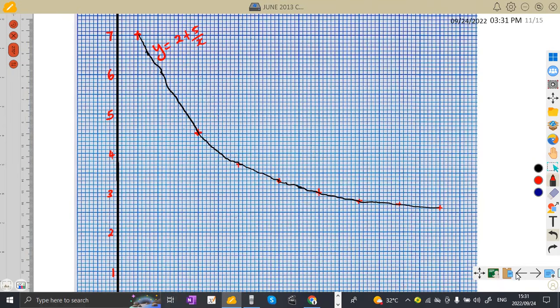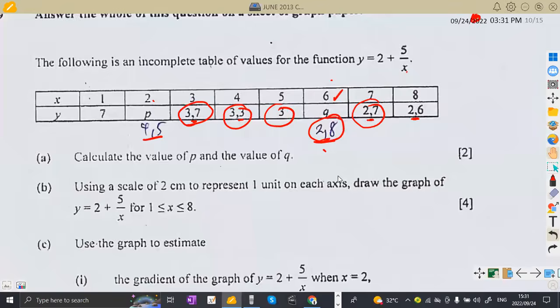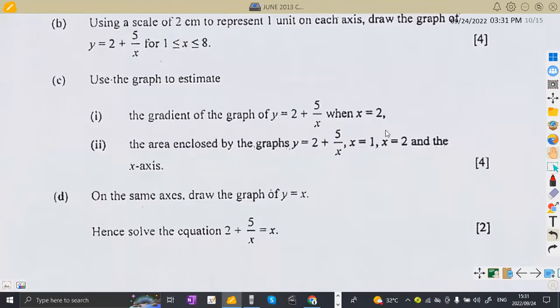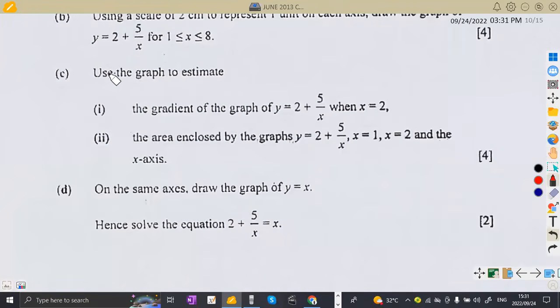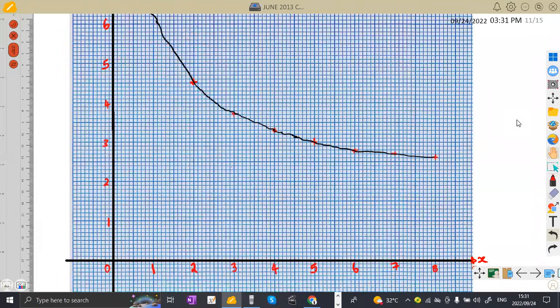Let's see the questions now from the graph. The question is, use the graph to estimate. Because they know you're not going to have something that is that smooth, they are saying you must estimate, which means it's not accurate. Estimate the gradient of the graph of 2 plus 5 over x when x is equal to 2. Remember, guys, where x is equal to 2, you have to draw a tangent, then you can take 2 points from there.